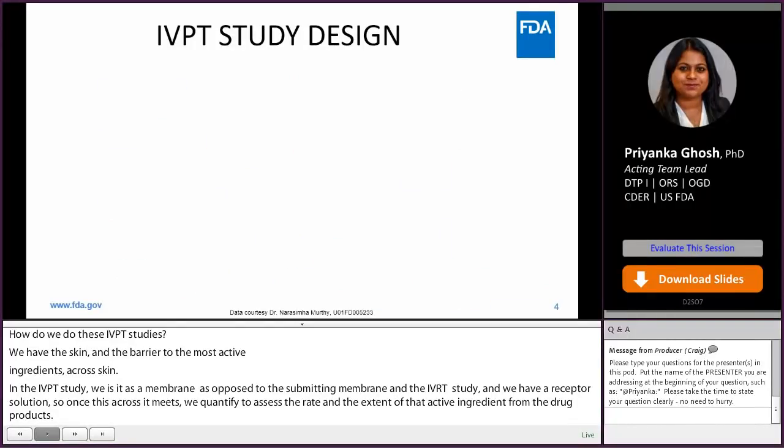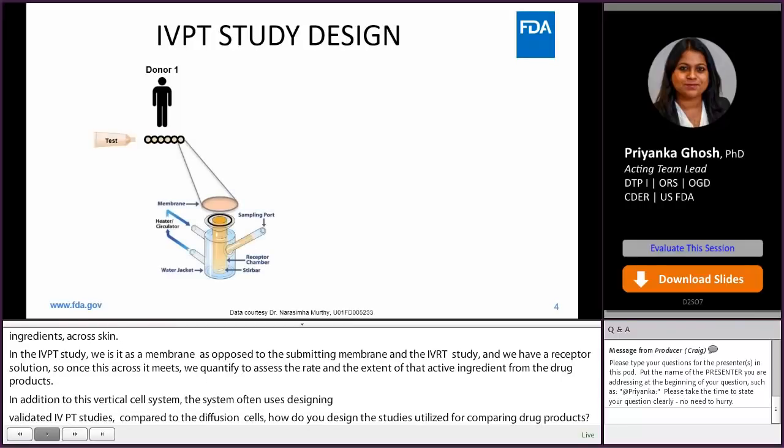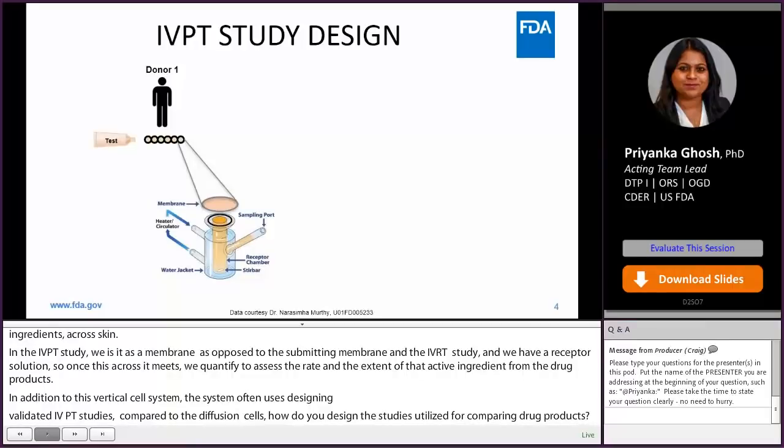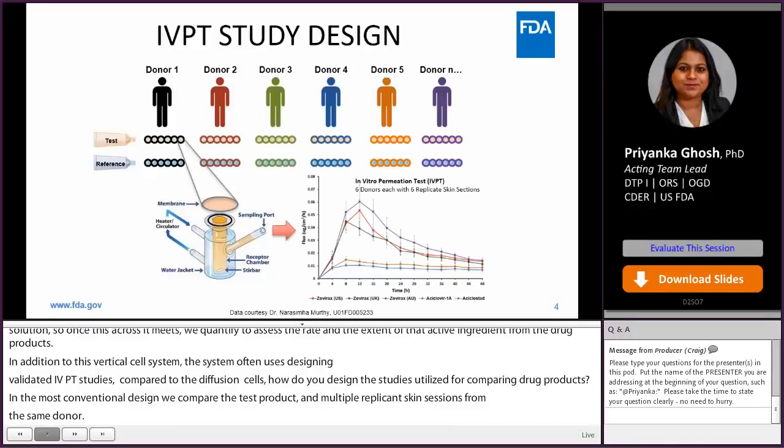So how do you design the IVPT studies that are utilized for evaluation of BE or for comparing drug products? In the most conventional design, we compare the test product in multiple replicate skin sections from the same donor. We gather the data using the study design that I showed you on the previous slide, and then we replicate the same study across multiple replicate skin sections for the reference product. Then we replicate this design across multiple donors in an effort to understand the population variability.